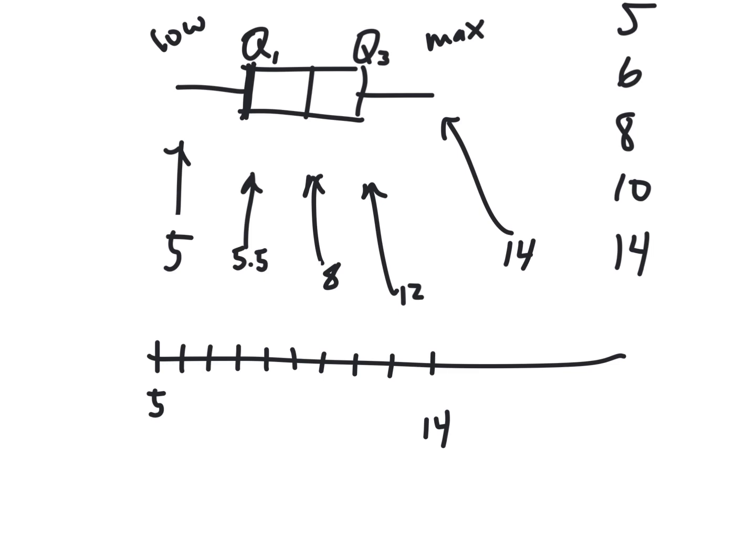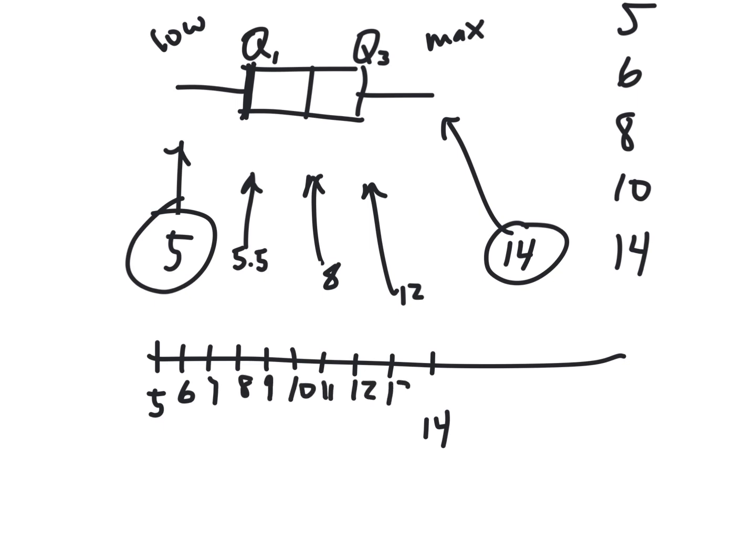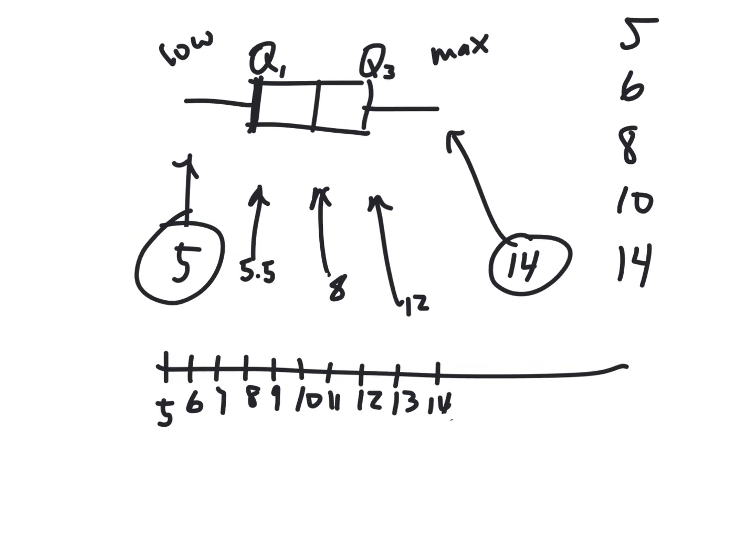Okay, so I need the numbers between 5 and 14, obviously. And I need to count by the same thing. I can't count by like 1.2s or anything. So 6, 7, 8, 9, 10, 11, 12, 13, 14. Now it doesn't look right until I lift it up. So there we go. Now you put the box plot underneath that.